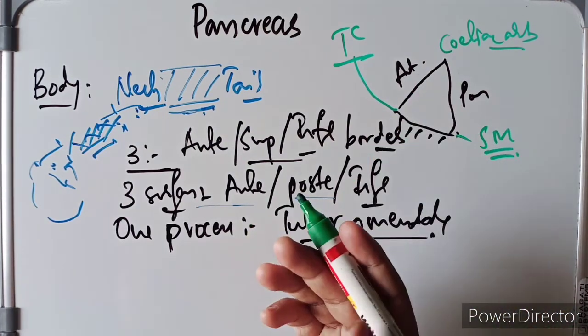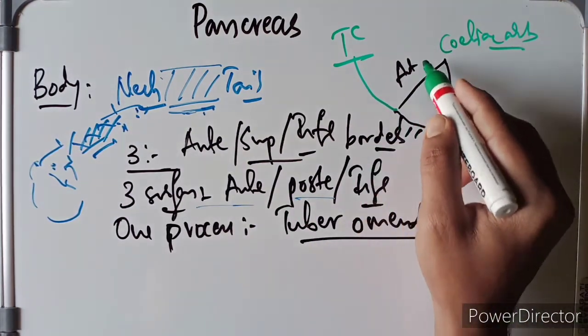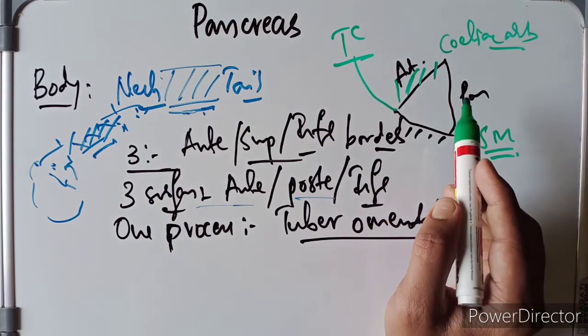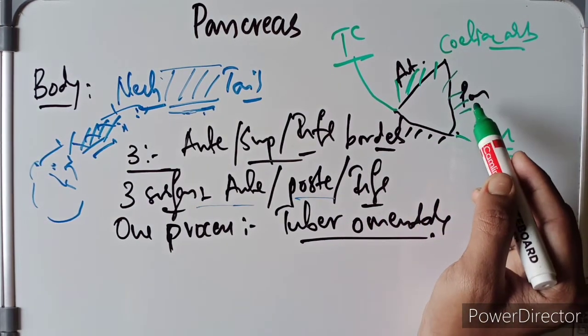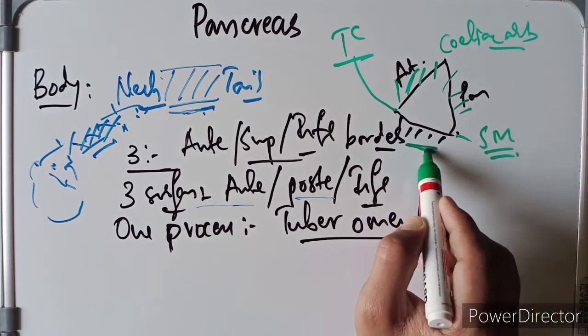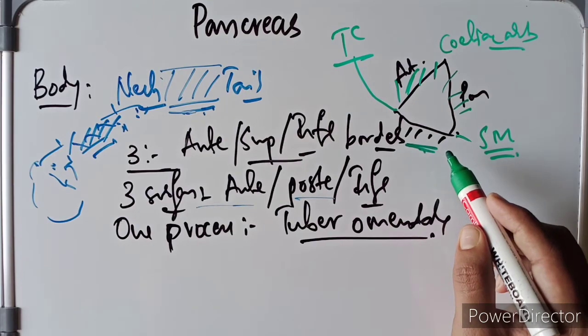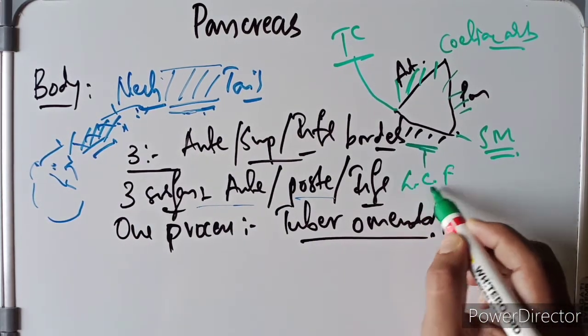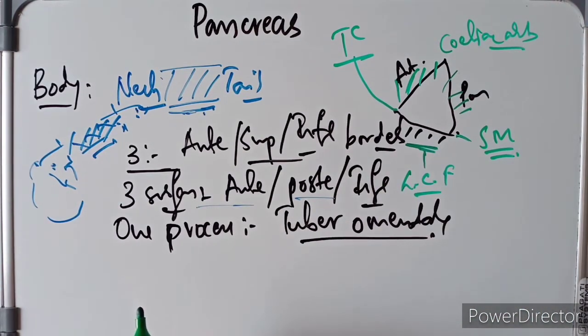So what about the anterior surface? The anterior surface is related to the lesser sac and the stomach, and then the posterior surface is related to the aorta, the superior mesenteric artery, the left kidney, and the left suprarenal gland. And what about the inferior surface? It is related to the duodenojejunal flexure, the coils of the jejunum, and also the left colic flexure. So this is about the relations of the body of the pancreas.